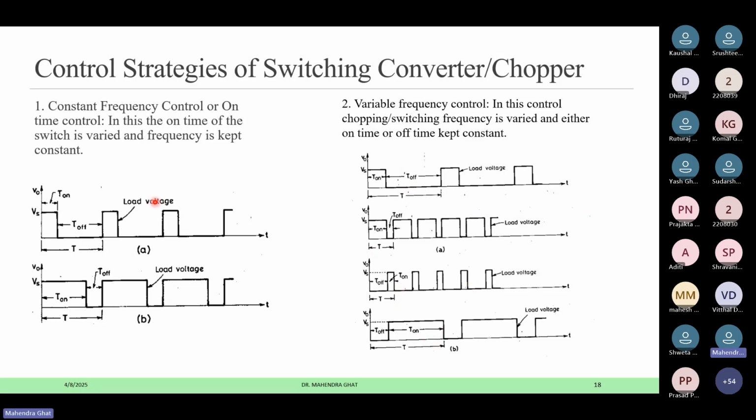Okay, so these are the different control methods, and as per the syllabus, I think you have already done some experiments on this, like on-time control and frequency control to control the output voltage of the DC-DC converter, right? But why and how it is happening? That I have just tried to clear up here.